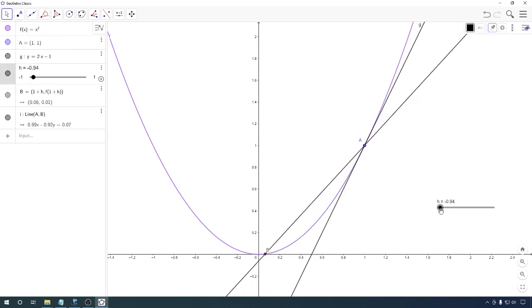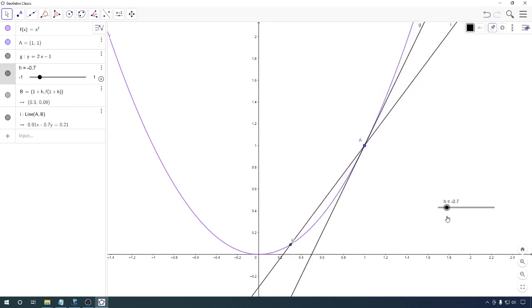And as I move my h value, it moves that secant line. Notice that when I get really close to h equals 0, in fact when h does equal 0, we have a big problem because we don't have two different points. But if we're dealing with h's that are close to 0, our secant line is very close to the tangent line I told us about before, y equals 2x minus 1. And so that's the idea.